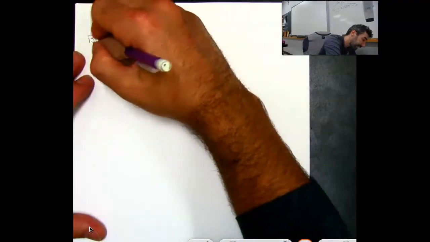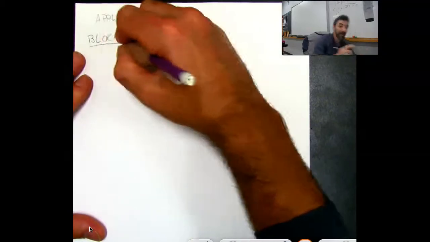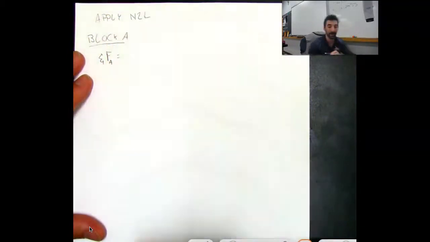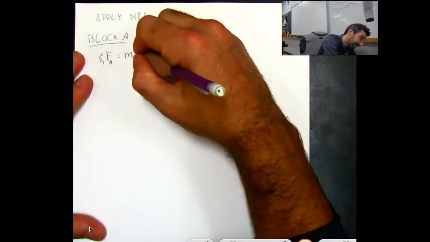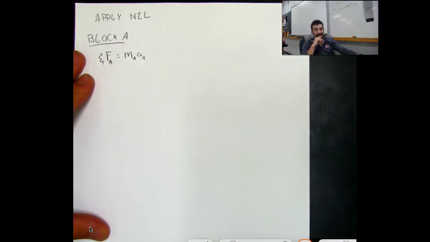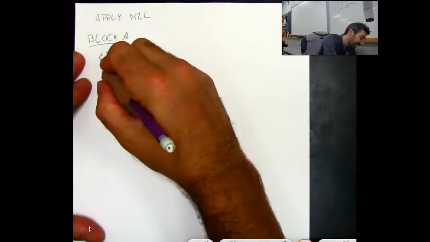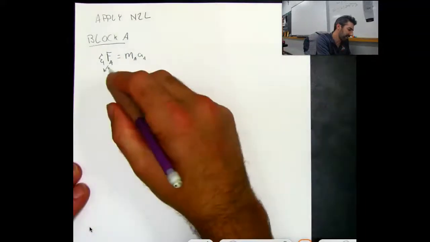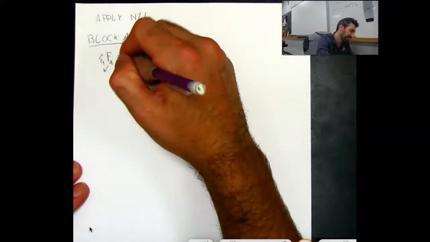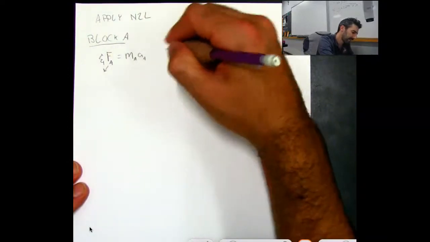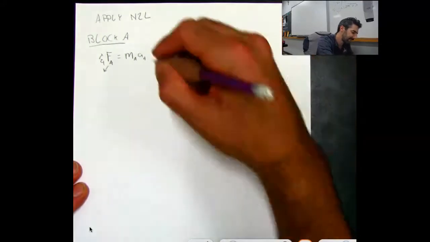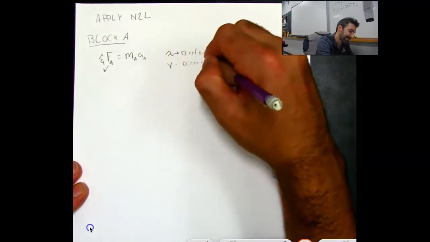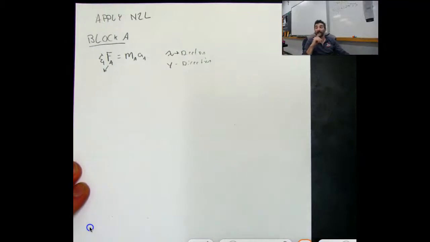So first I'm going to look at block A, because I know alphabetically block A comes first. So I say the sum of my forces for block A is MA times the acceleration of block A. All right, well, what do we know here? I want to examine block A in the X direction and in the Y direction. And you might be thinking, Mr. Rose, we don't need the Y direction. I think we're going to need the Y direction, right?